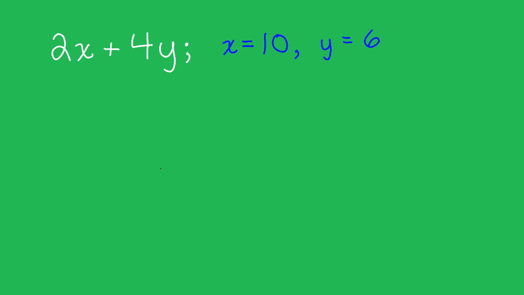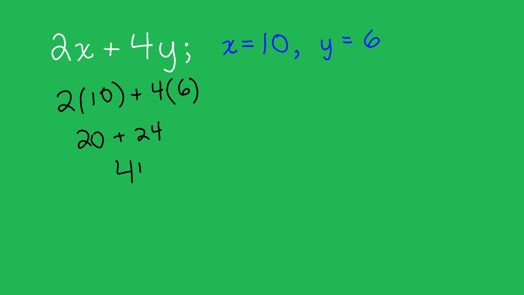2x plus 4y, and we're setting x equal to 10 and y equal to 6. So here we've got two variables, and thus we're given a value for each of the variables, x equals 10 and y equals 6. So basically we do the same thing here. We're going to substitute 10 in for x and 6 in for y. 2 times 10 plus 4 times 6. So just multiply. 2 times 10 is 20, plus 4 times 6 is 24, and 20 plus 24 is 44. So when we have x equal to 10 and y equal to 6, the value we get for our expression is 44. Simple enough.